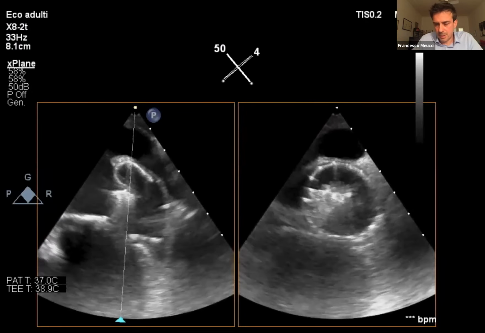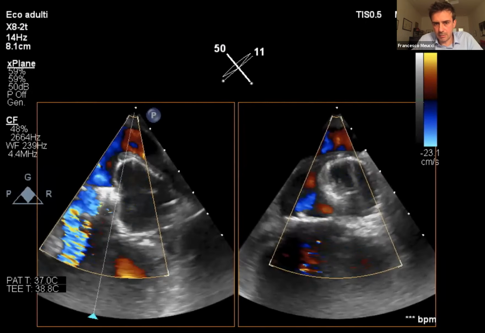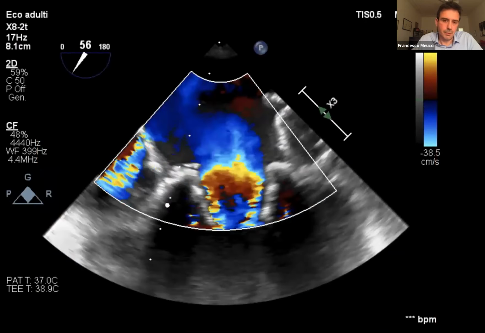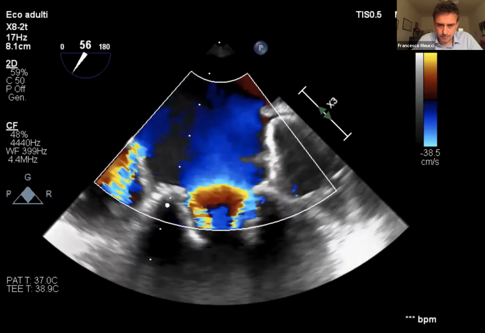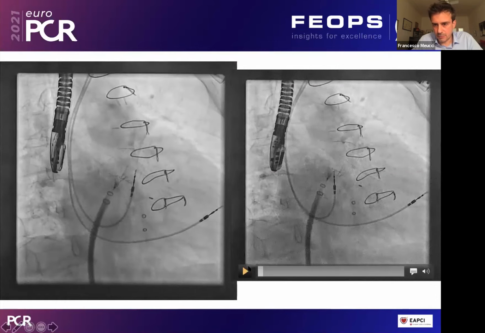That means the device is stable enough. There is no leak at color Doppler. And most importantly, there is no interference with the mitral valve. So the prediction was good, the position was good, and this is the angiography, very satisfactory in terms of absence of flow in the appendage.